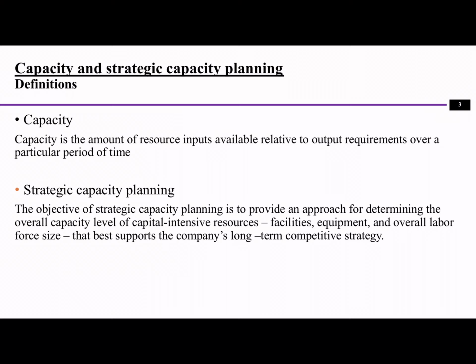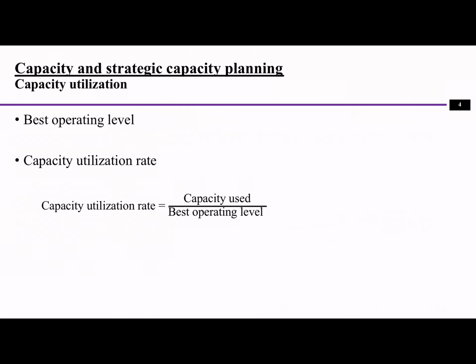All right, first, capacity. Now we need to understand what capacity is. Capacity is the amount of resource inputs available relative to output resources or requirements over a particular period of time. So it includes both inputs and outputs. And strategic capacity planning basically provides an approach to determining the overall capacity level of capital-intensive resources, facilities, equipment, or labor force size that best supports the company's long-term competitive strategy. So this is strategic capacity planning.